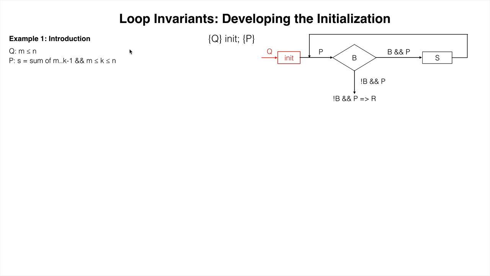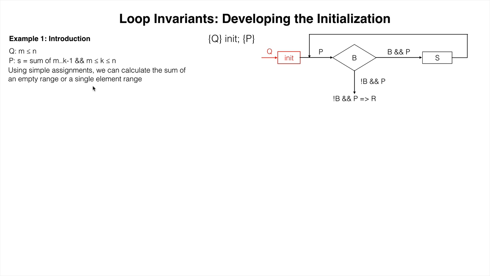Q is M is no greater than N. P is S is the sum of M..K-1 and M is at most K and K is at most N. The initialization step requires us to use only simple variable assignment statements. We can calculate the sum of a range of values, as the invariant requires us to, using simple assignment statements, but only if that range is either empty or contains only one value.